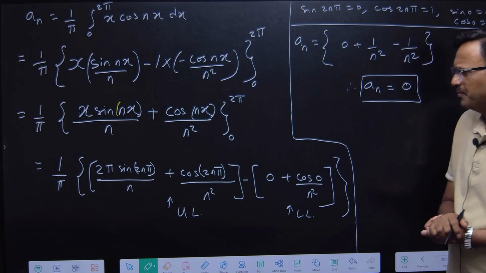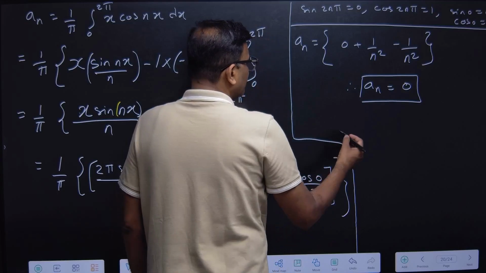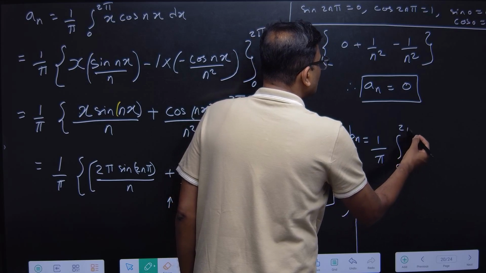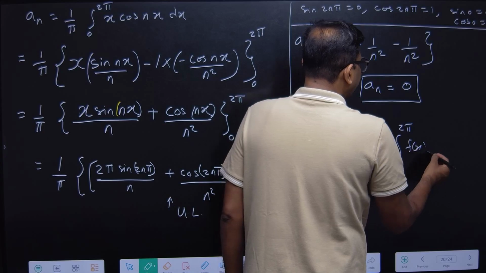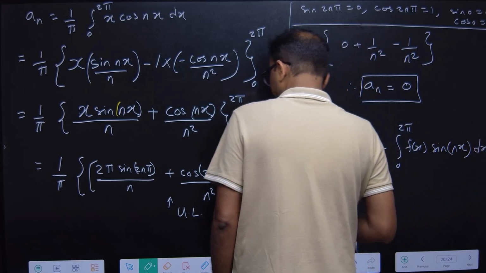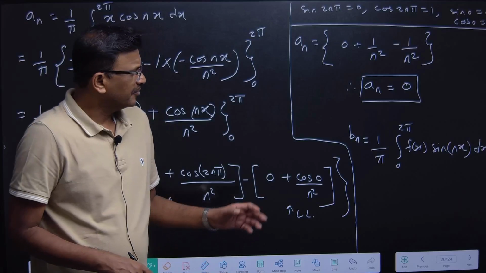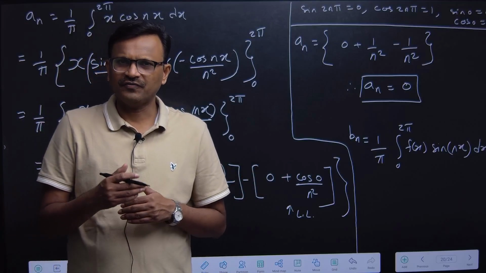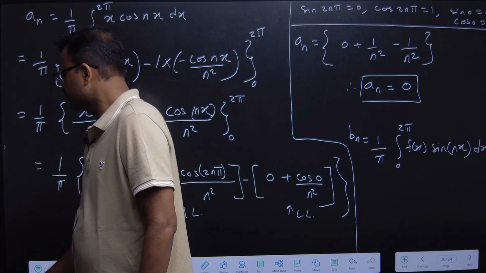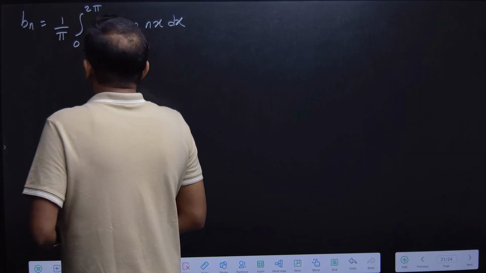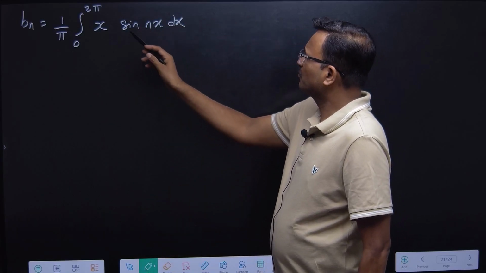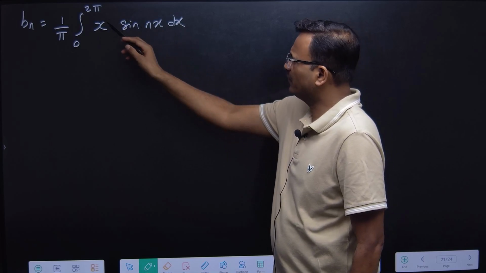Now we have to find bn. We know the formula to find bn is 1 upon pi integration 0 to 2 pi f of x into sine of nx dx. Remember, this is the formula to find bn for a function f of x which is defined in the interval 0 to 2 pi. So bn will be 1 upon pi integration 0 to 2 pi x into sine nx dx. We substitute the value of f of x as x.